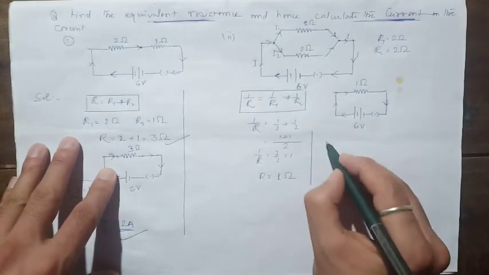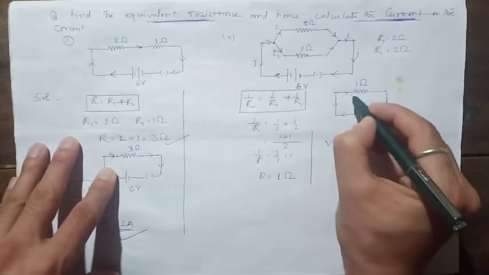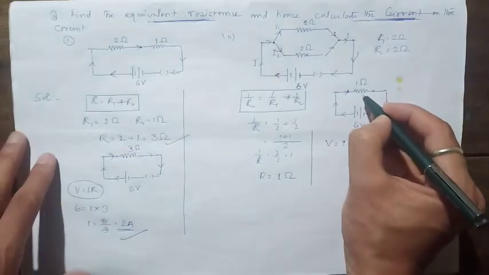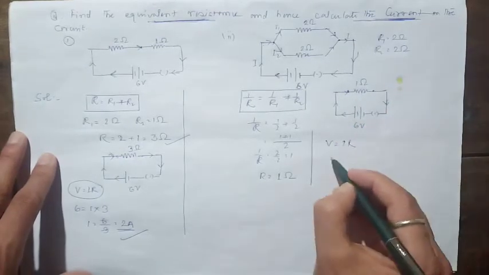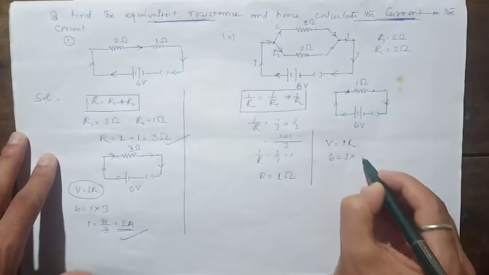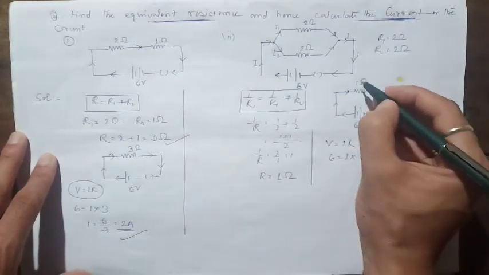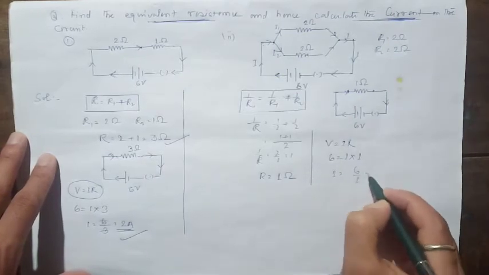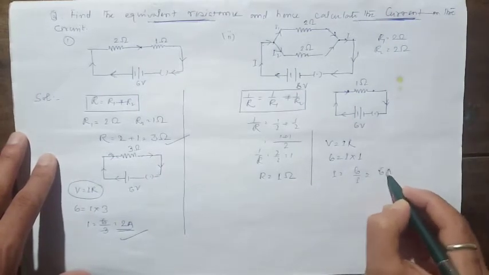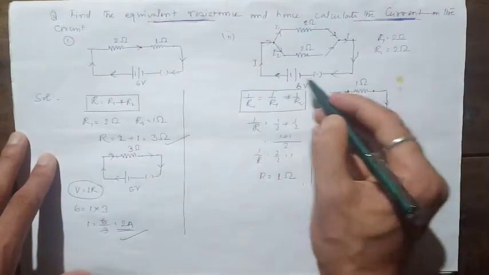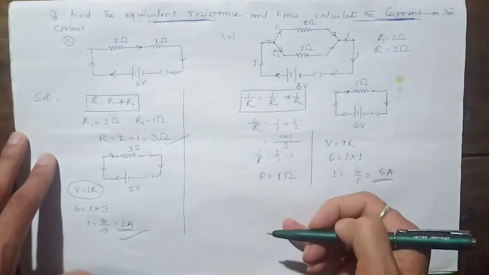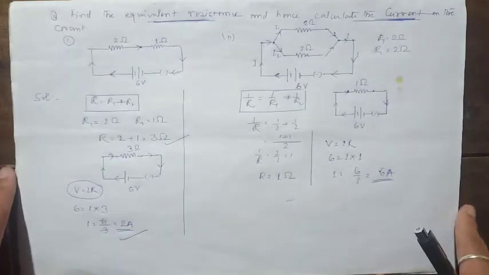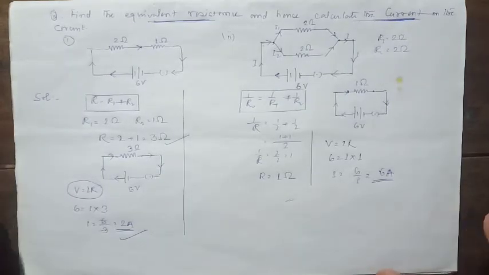To calculate the current, we will use Ohm's law. V is equal to IR. Now students, we know the voltage developed or the potential difference developed across this resistor is 6 volt. So 6 equals current times resistance, and resistance is 1 ohm. So we have substituted 1 here. Now if I want to calculate the current, 6 by 1 will give us 6 ampere. So this is the amount of current released by the battery. So that was the problem solving involving simple circuits.